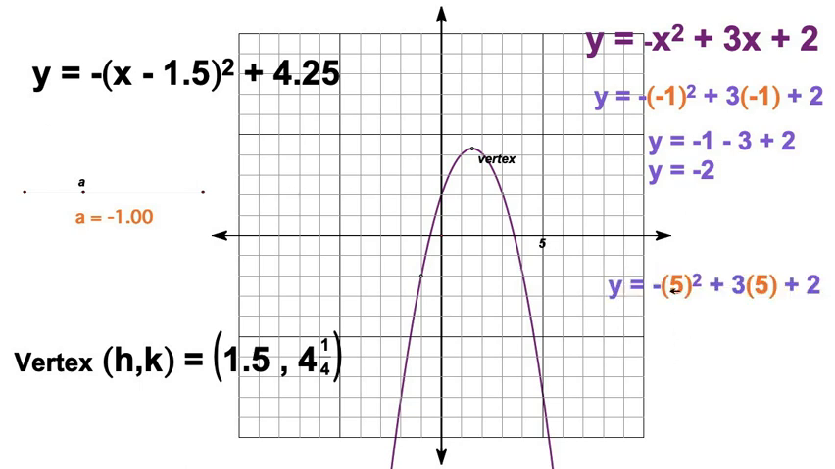All right. 5 squared is 25. 3 5s are 15. Watch your signs. You've got -25 and 15 plus 2 is -8. -8 on the money again. 5, -8. So that checks out.